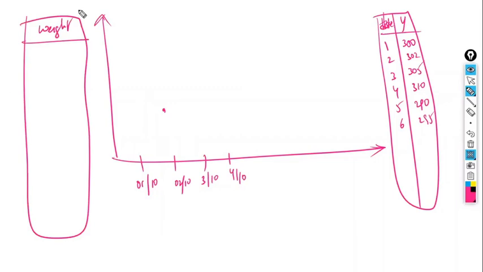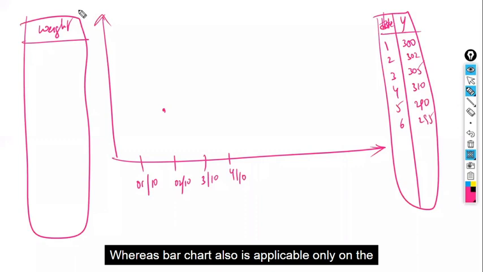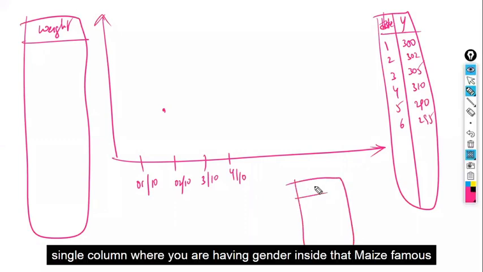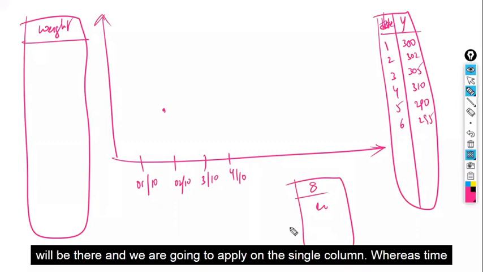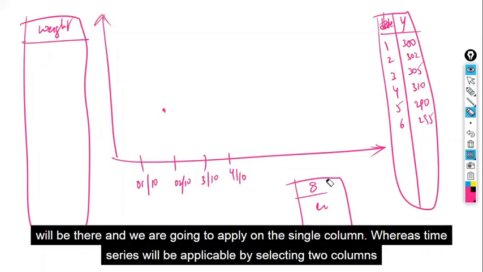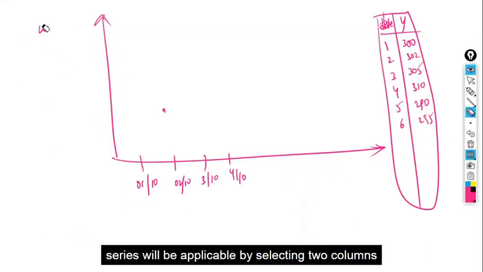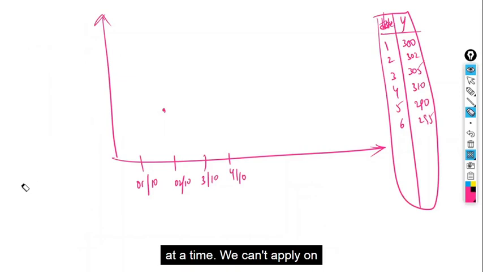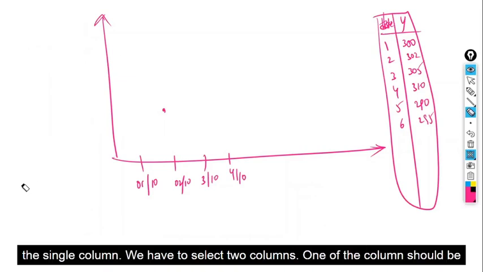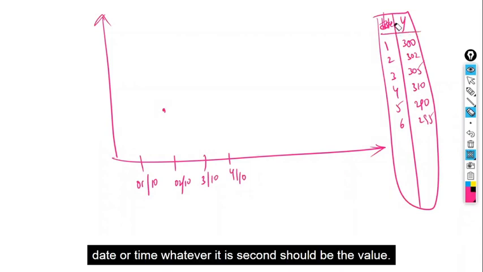column. Whereas bar chart also is applicable only on a single column, where you are having gender, inside that males, females will be there, and you are going to apply on the single column. Whereas time series will be applicable by selecting two columns at a time. We can't apply it on a single column. We have to select two columns. One of the columns should be date or time, whatever it is. Second should be the value.